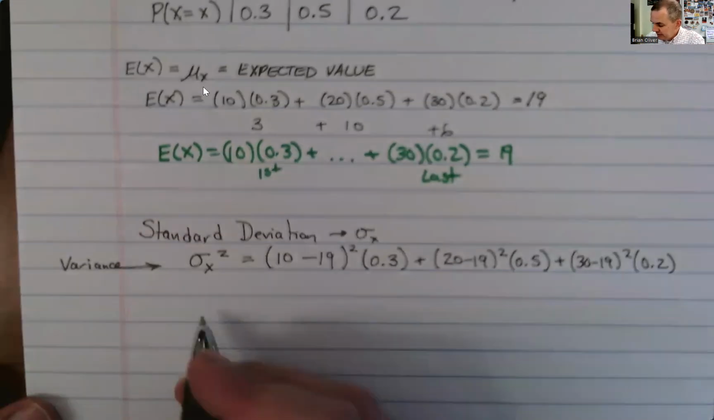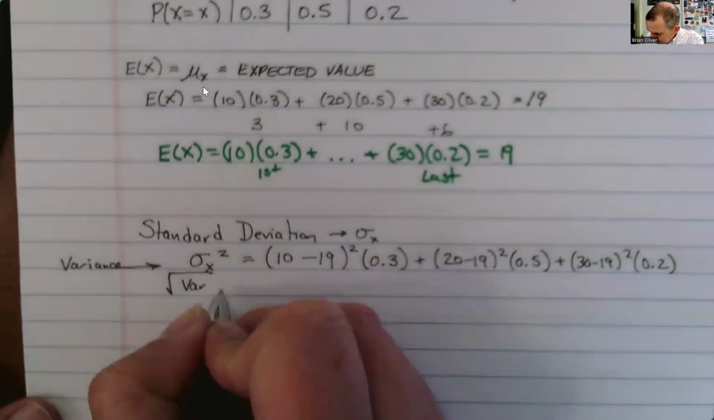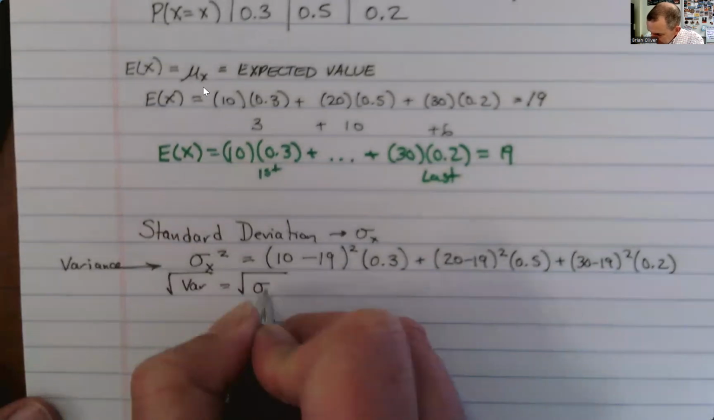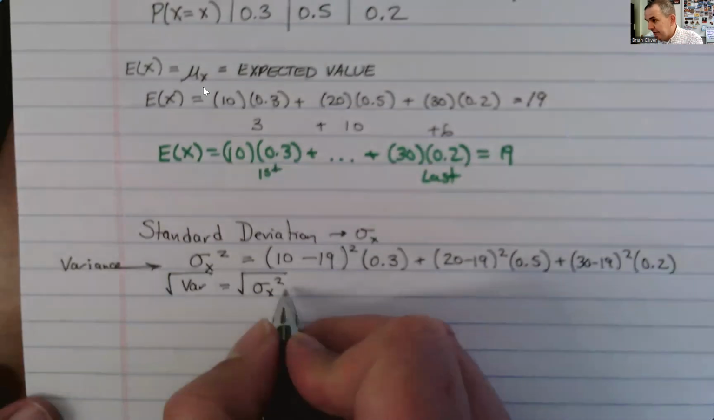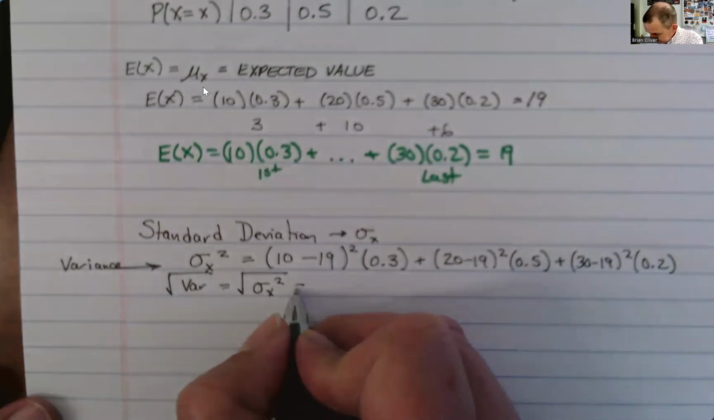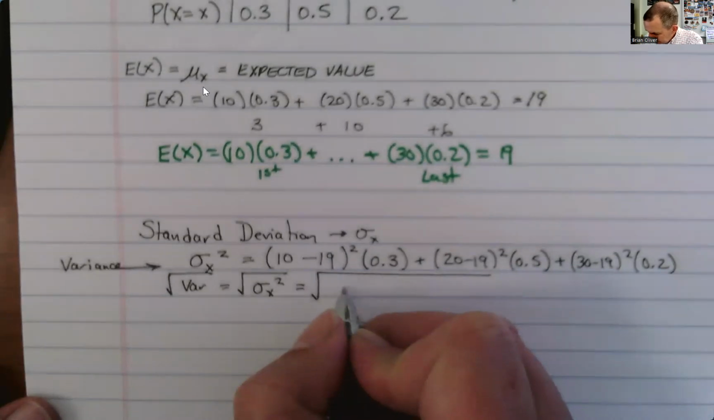That's not going to give us our standard deviation. What we do then is take the square root of our variance. We take the square root of sigma of x squared, so the square root of this expression up top, and that's going to give us our standard deviation.